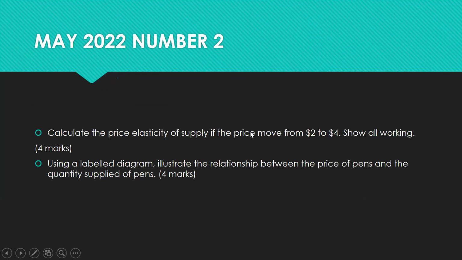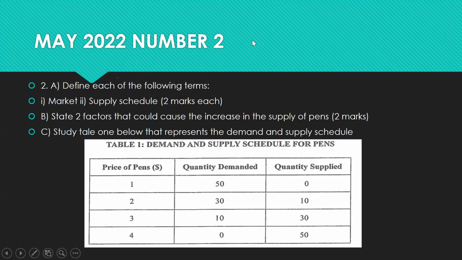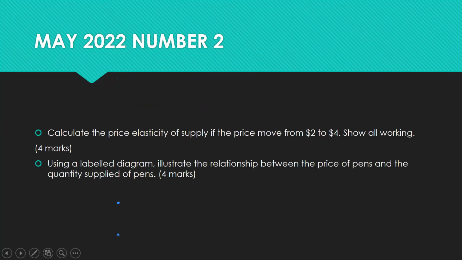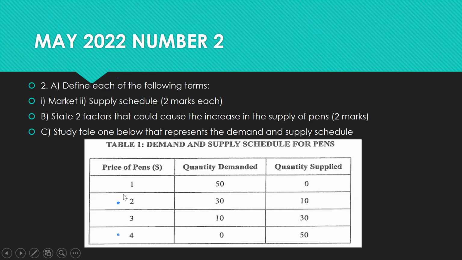Then they ask us to calculate the price elasticity if the price moves from 2 to 4. Is this price elasticity of demand or supply? Price elasticity of supply. So the price moved from 2 to 4, and supply moves from 10 to 50.